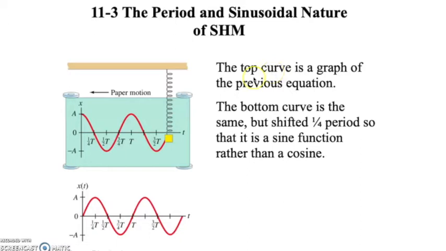Now, if we graph this, so if we had this up and down motion, okay, and we graphed it, the bottom of the curve is the same, but shifted 1/4 period, so that is the sine function rather than cosine. So you can see here, if we're moving this thing up and down, we have paper moving and we have a pen attached to it, right? We see that equation. And then we can also get a sine curve if we shift it.